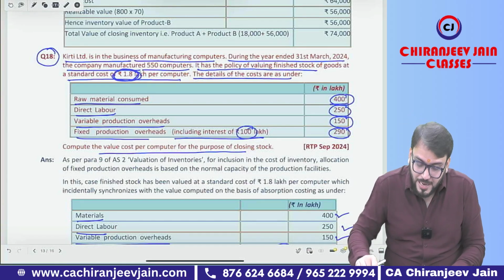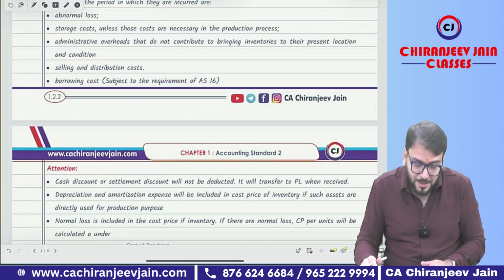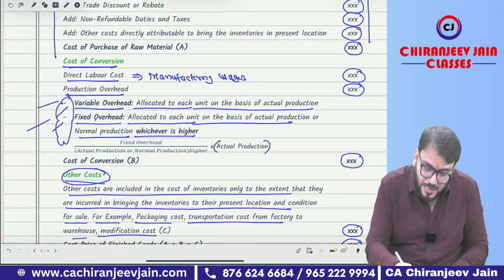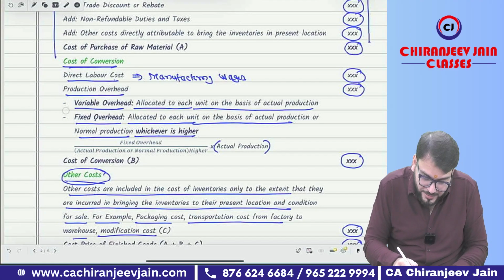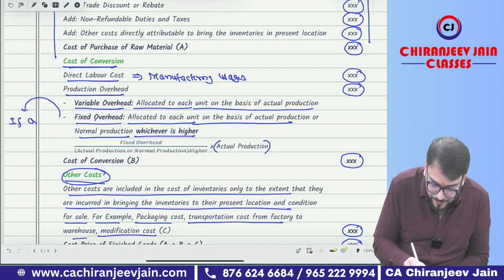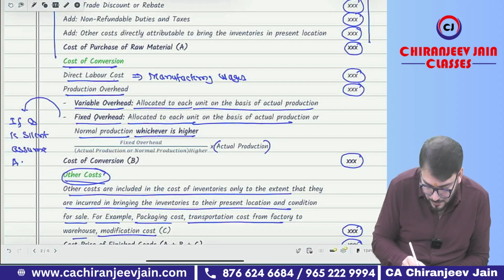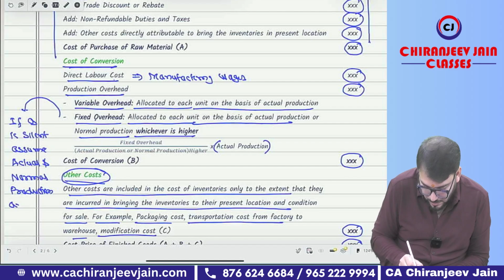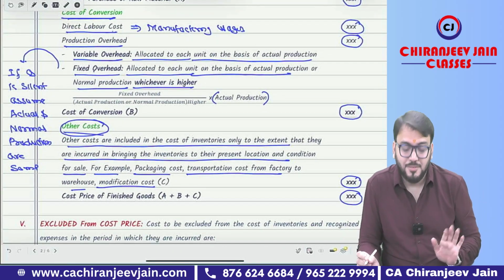Super easy. Understood? So just write down one note. Whenever the question is silent, assume actual production and normal production are same. Just write down: if question is silent, assume actual and normal production are same. Chalega? Yes, sir.